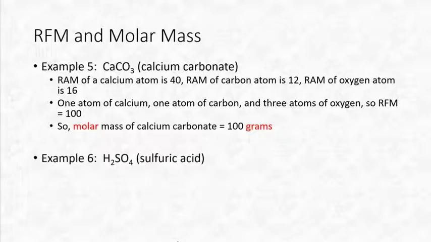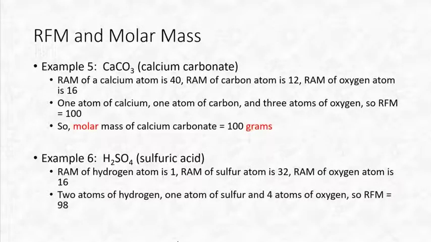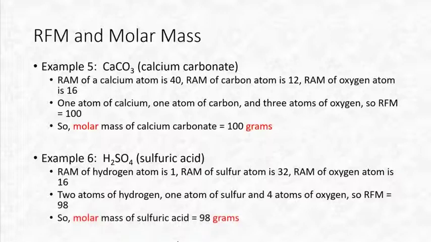And another example, the final example we're going to look at, is sulfuric acid, H2SO4. Sulfur has a relative atomic mass of 32, and we've mentioned hydrogen and oxygen already. So with 2 hydrogens, 1 sulfur and 4 oxygen atoms, the relative formula mass of a sulfuric acid molecule is 98, and the mass of 1 mole of sulfuric acid, its molar mass, is 98 grams.